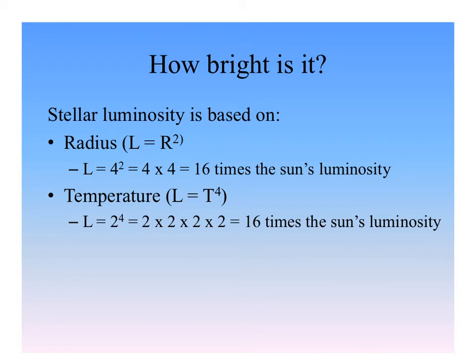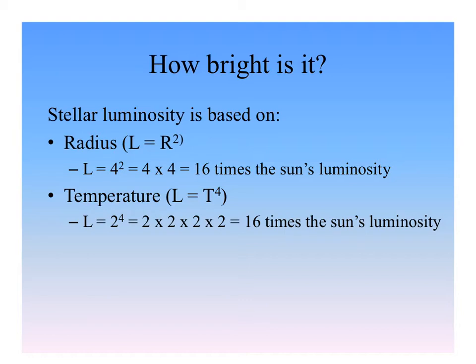So we have two different things that influence stellar luminosity. We could say that the luminosity is that overall measured brightness of a star, the overall energy of a star. So how big the star is. So the radius is a quadratic relationship.